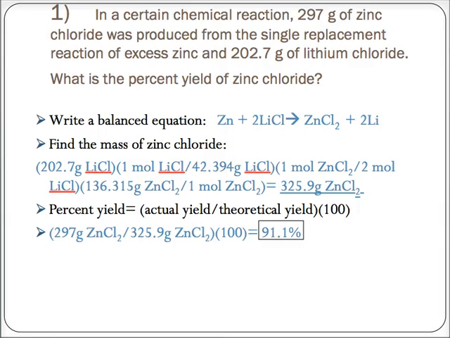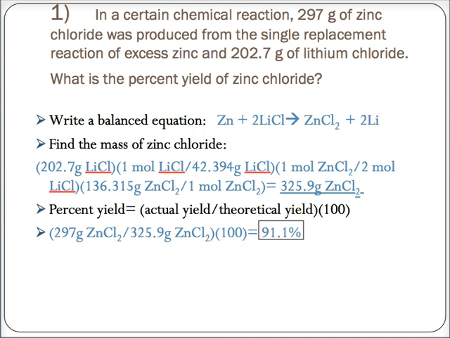Question 1. In a certain chemical reaction, 297 grams of zinc chloride was produced from the single replacement reaction of excess zinc and 202.7 grams of lithium chloride. What is the percent yield of zinc chloride? Okay, so first we're going to write out a balanced equation. So Zn plus 2 LiCl combine to form ZnCl2 plus 2 Li.